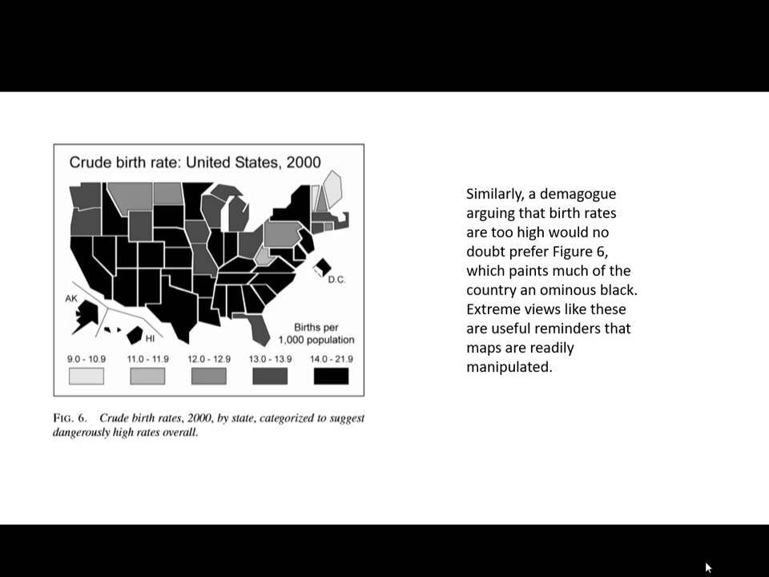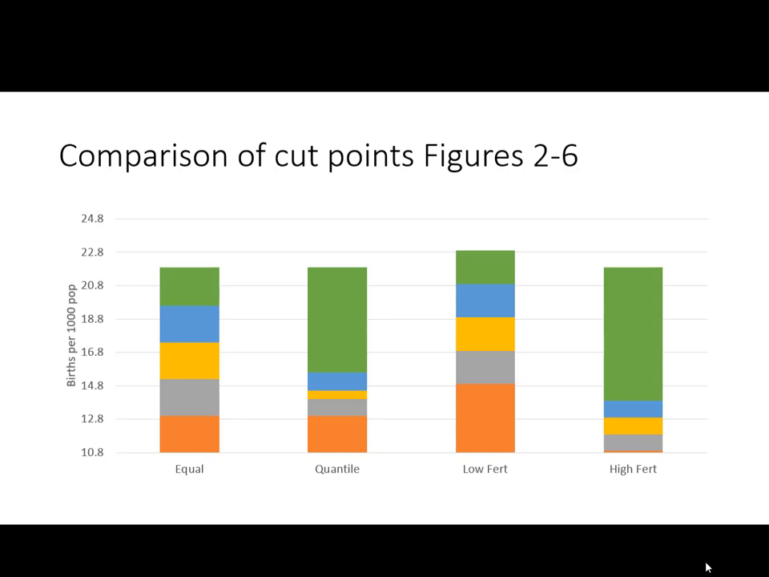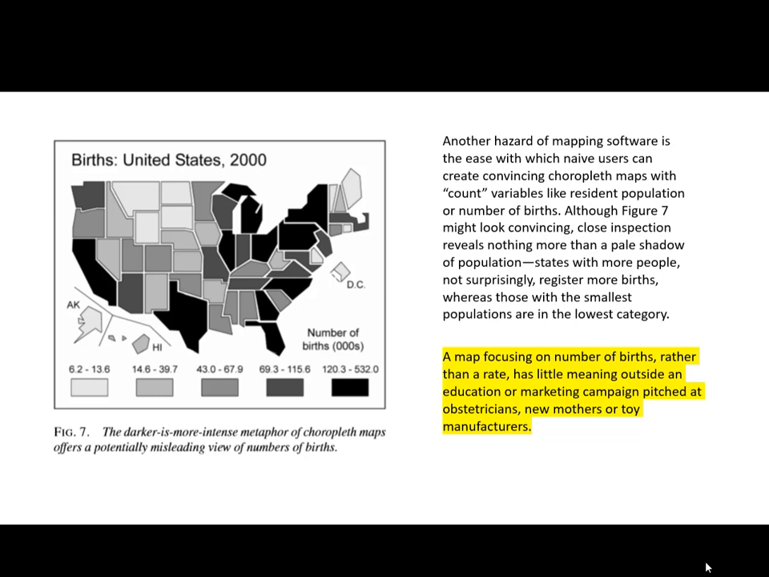Extreme views like these are useful reminders that maps are really manipulated. Because the classification here has the same weights, it doesn't tell you the bin range for each category. Therefore, I prepared this map comparing figures 2 to 6, showing how the 5 categorizations are devised. For equal, the 5 are equal. For quantile, they are different. And for the low fertility map, they increase the low fertility bin, and for high fertility, they increase the high fertility bin to show their point of view that is different from the real thing.